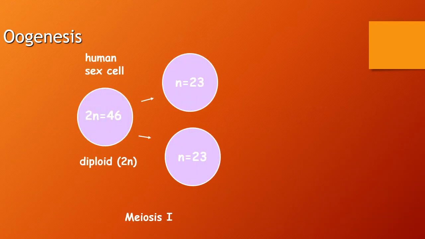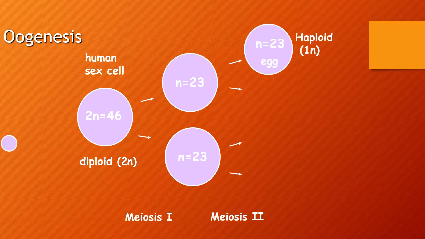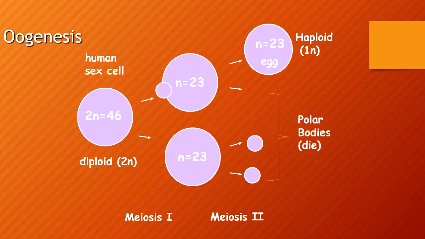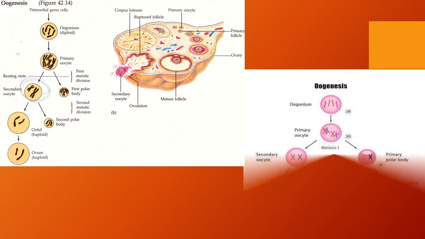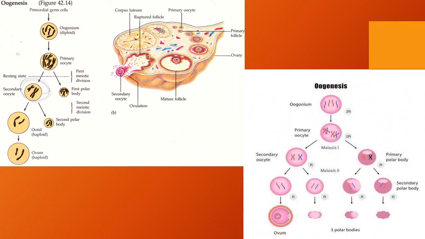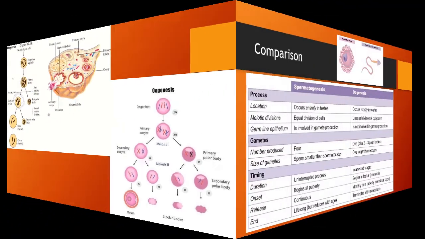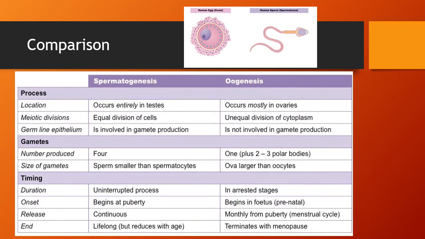Another example of meiosis is oogenesis. Oogenesis is the process of producing an ovum or egg. That occurs in the ovary, and the result is one functional ovum. This is the comparison table between spermatogenesis and oogenesis.